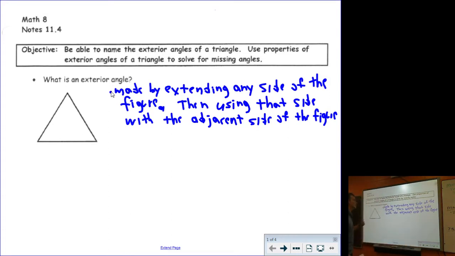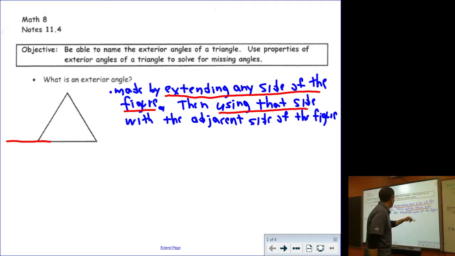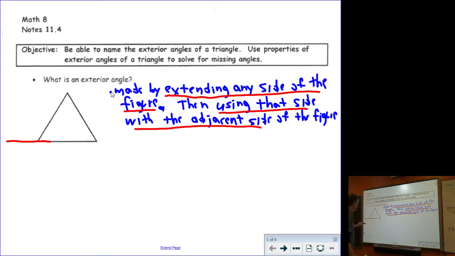We make an exterior angle by extending any side of the figure. So I could take one side of the figure, like the bottom of the triangle, and extend it. Then use that side with the adjacent side. So the exterior angle would be right here, angle 1, right? Notice you would not use this side. That would not be an exterior angle. That would just be a straight line, 180 degrees. You use the side you extended with the adjacent side of the triangle. Okay?